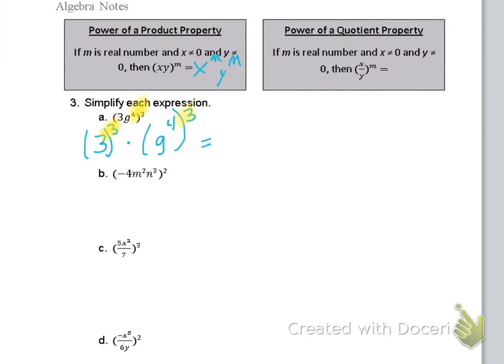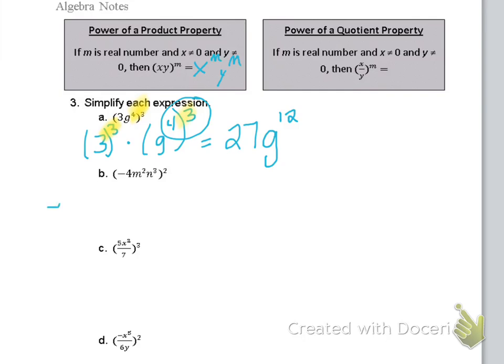So then 3 cubed would equal 3 times 3 is 9, times 3 is 27. And g to the 4th power cubed, sorry, I think I said squared before, 3 cubed is 27. Remember, we multiply their exponents, so it's g to the 12th power. So the answer would be 27g to the 12th power. Okay, let's try one more example of that.